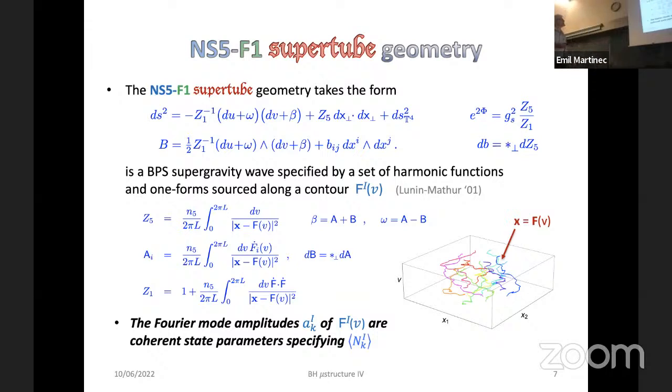As usual for BPS solutions, they're characterized by some set of harmonic forms and functions. And Lunin and Mathur, in a very beautiful set of papers more than 20 years ago, gave an expression for all the metric coefficients and all the other supergravity fields in terms of a set of Green's function integrals. So this is the natural Green's function in 4 Euclidean transverse dimensions. And then the different forms and functions get some source that gets convolved with that Green's function. And so what's important for us is that the shape of the 5-branes in the transverse space is governed by some particular source contour.